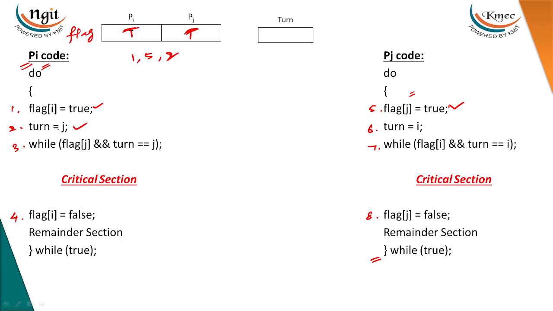Then I will come to turn equal to j. So Pi sets turn value to j. Then it will come here, execute 6, and set turn value to i, because the value is replaced here. Now because the time quantum expired, it will come to Pi and execute this statement. Observe that after the while there is no statement, but a semicolon is here.